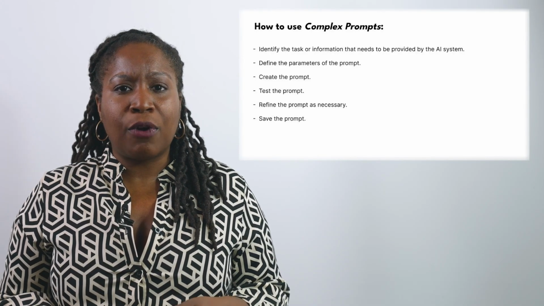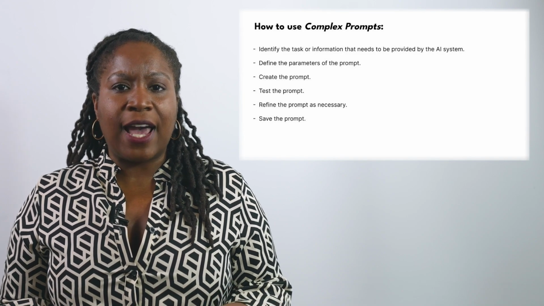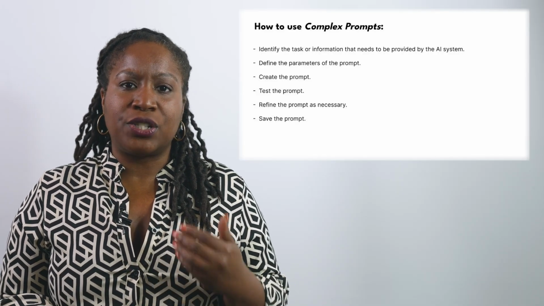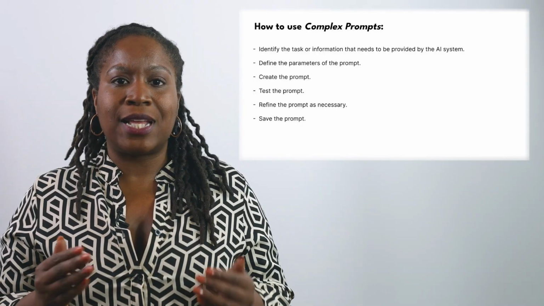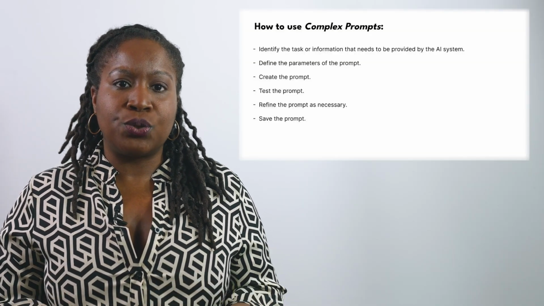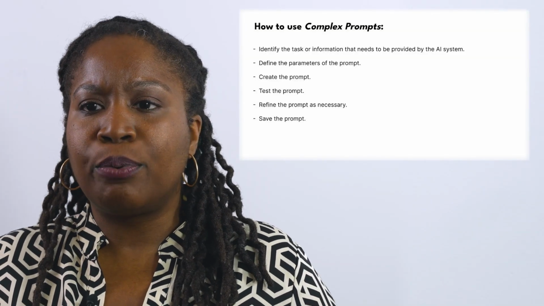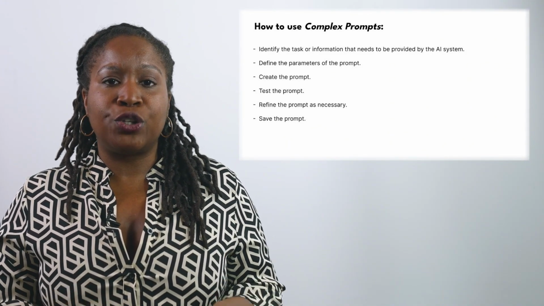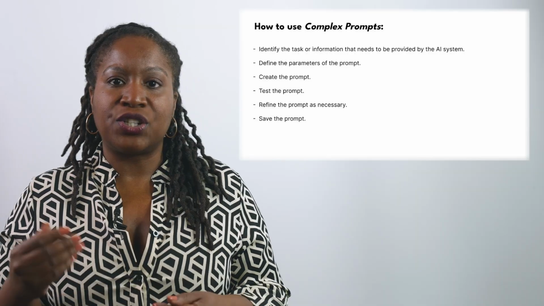For example, the prompt for providing detailed information about a product might be, please provide detailed information about the product, including its features, specifications, and price. After the prompt has been created, it should be tested to ensure that it is functioning as expected. This can be done by providing the prompt to the AI system and monitoring its response. For example, if the prompt is to provide detailed information about a product, the AI system should provide detailed information about the product, including its features, specifications, and price.